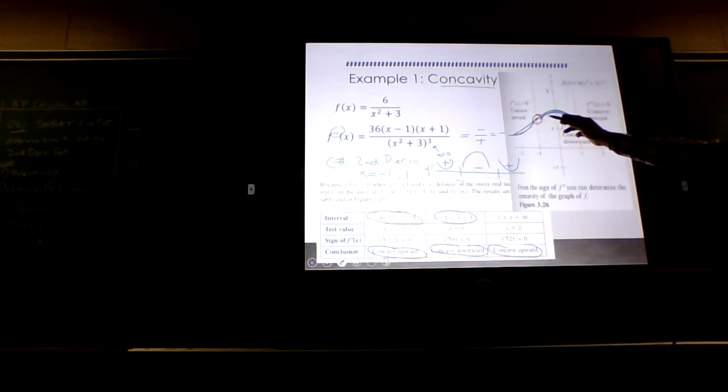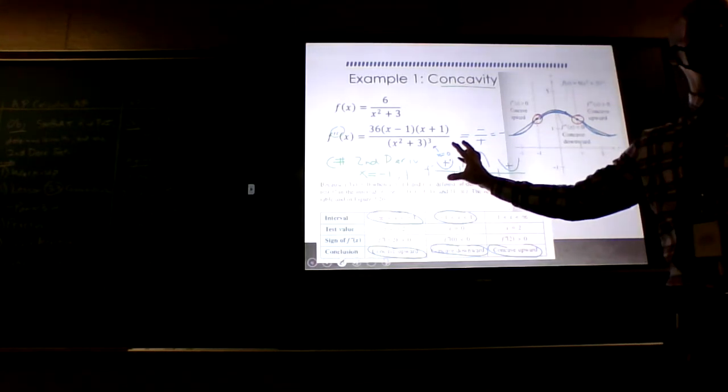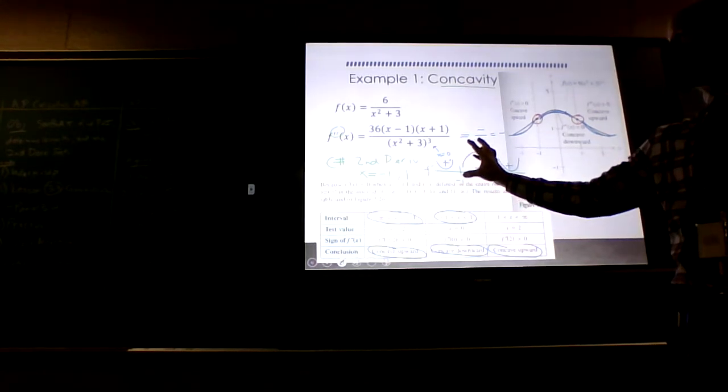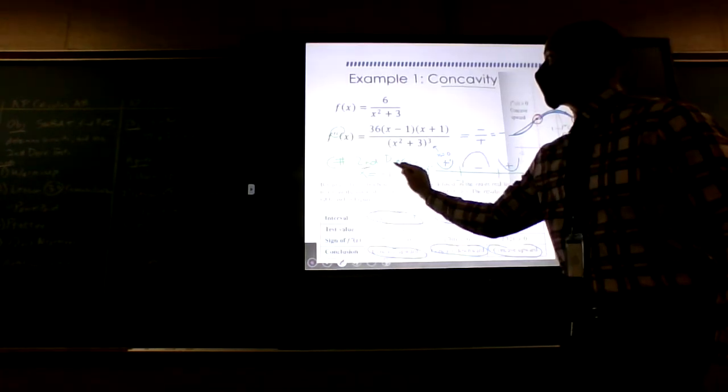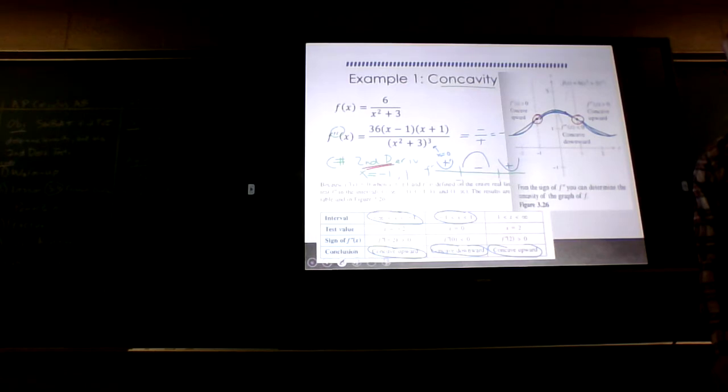I'm kind of getting ahead of myself a little bit, but a point of inflection is where the concavity changes. So notice here it was concave up, and then here it's concave down. So guess what we call that point right there? A point of inflection. Okay. Very similar strategy as we've been doing for section 3.3 with increasing and decreasing. It's just now we're dealing with the second derivative. Okay.